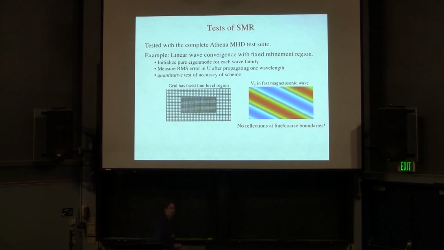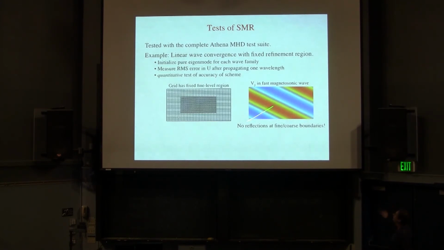So how do you test this whole thing? Well, you use the same test suite that we're all using. You run all the same test problems as before, but you just use mesh refinement. A good one is you take this linear wave convergence problem I've mentioned a couple of times, periodic boundary conditions, uniform mesh, and you just throw down some arbitrary fine meshes somewhere in the domain, arbitrary shapes, arbitrary number.